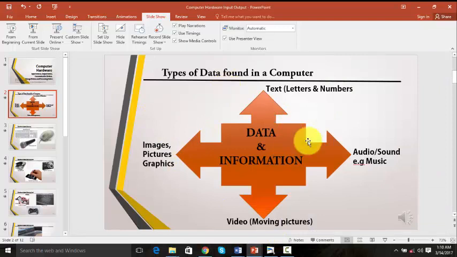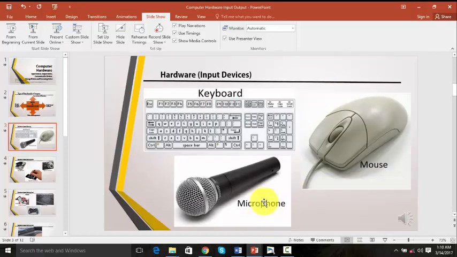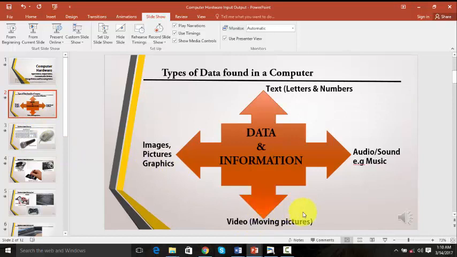This picture tells us the types of data found in a computer. If you look at the four-arrowed shape here, it says data and information. On top here, we have text as data. This means letters and numbers. Then we have audio or sound, that is music. We have video. Video means moving pictures. Then we have images. In computer studies, we can use the word images, pictures, or graphics. Mostly we use the word images or graphics, not the word pictures.